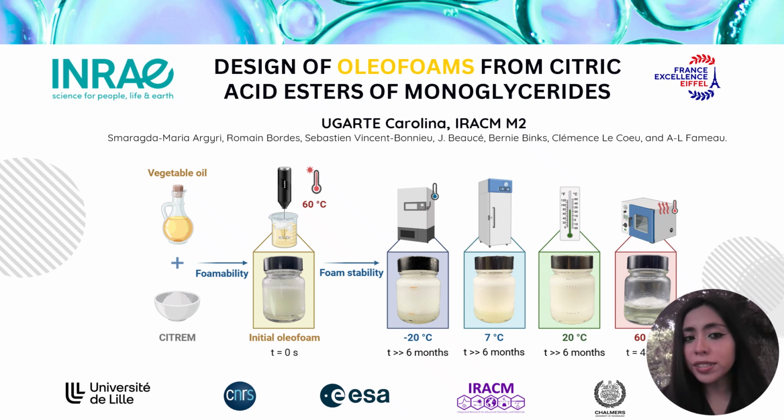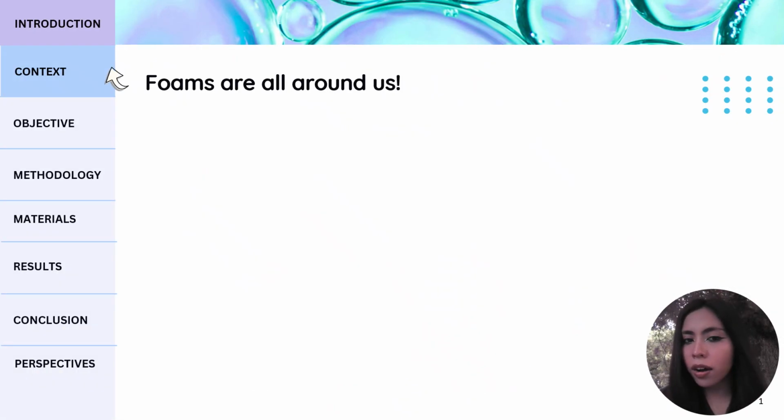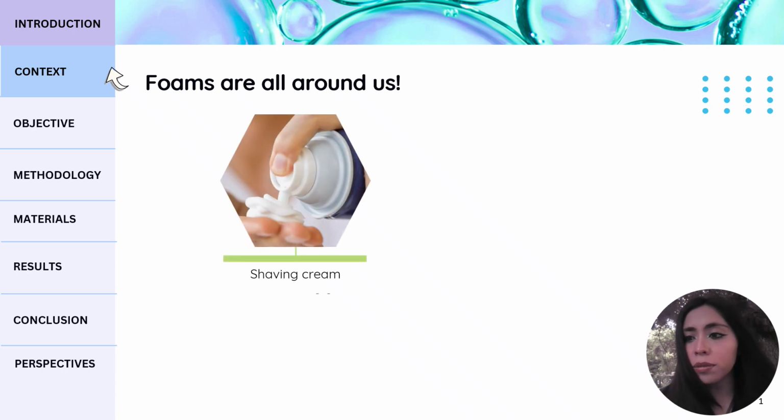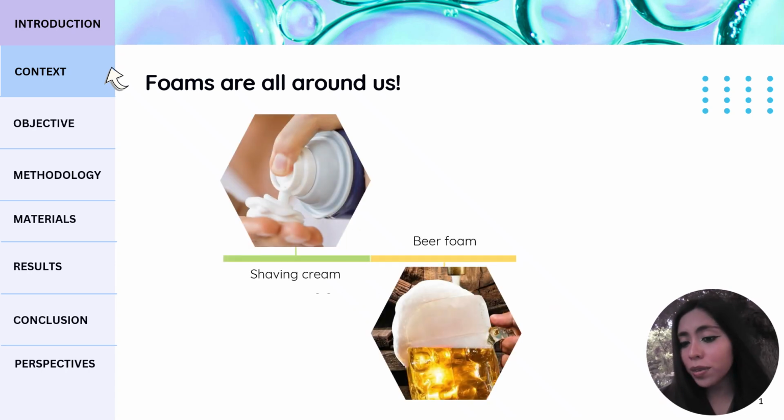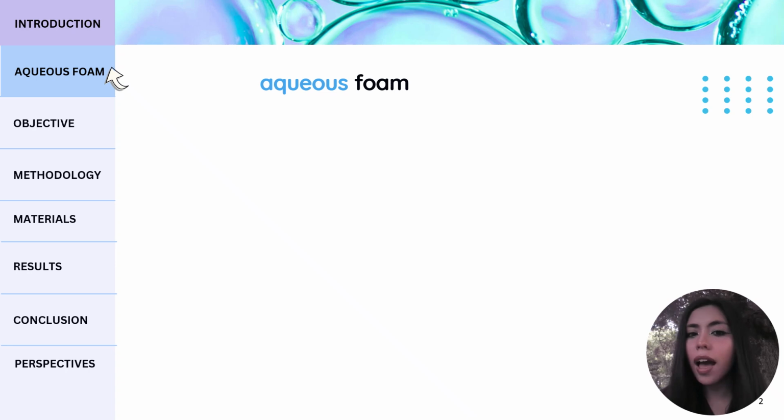Today I want to present you the design of oleofoams from citric acid esters of monoglycerides. To begin, foams are all around us. For example, they are in shaving cream, in the foam of beer, and also in a cappuccino. But what do they all have in common? They are aqueous foams.